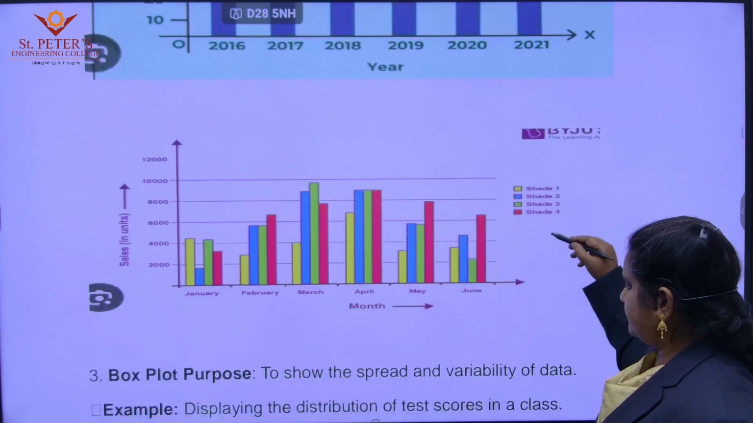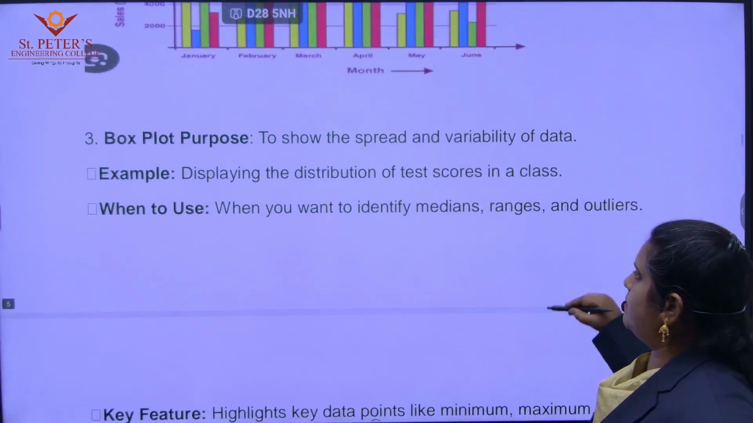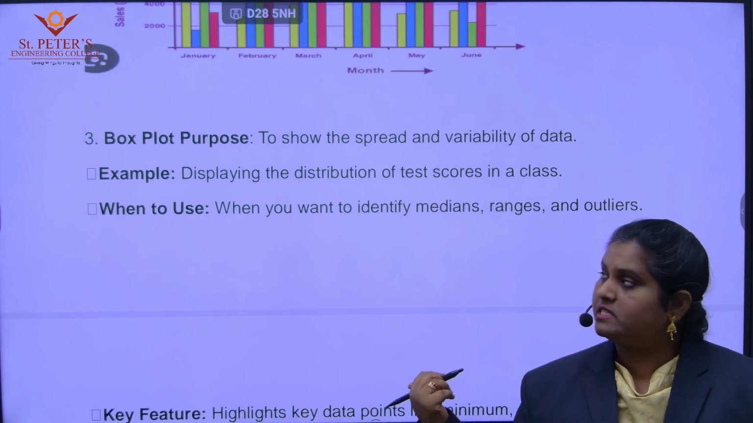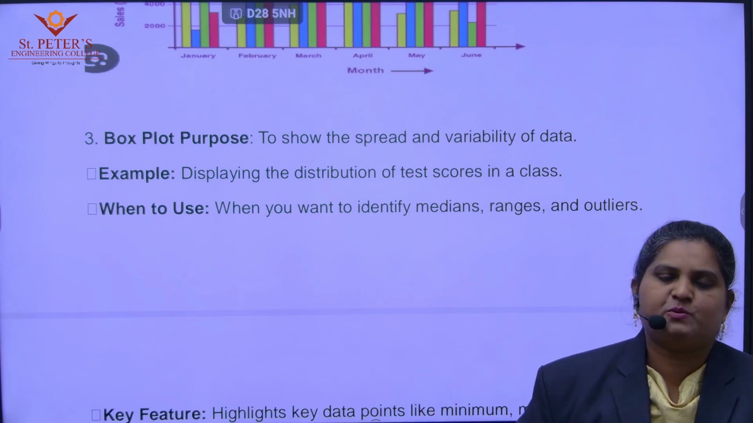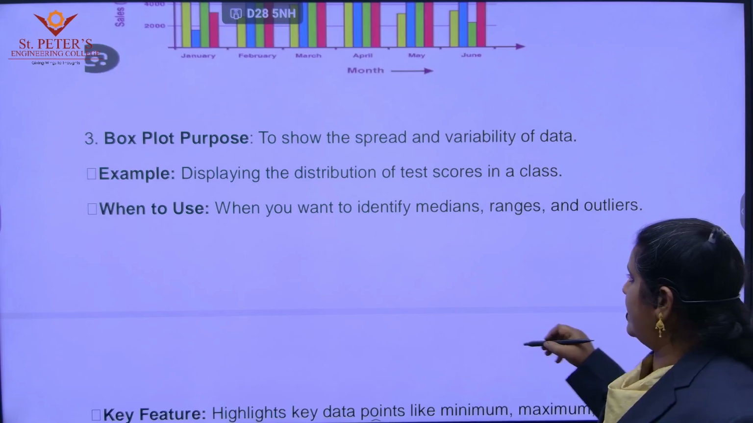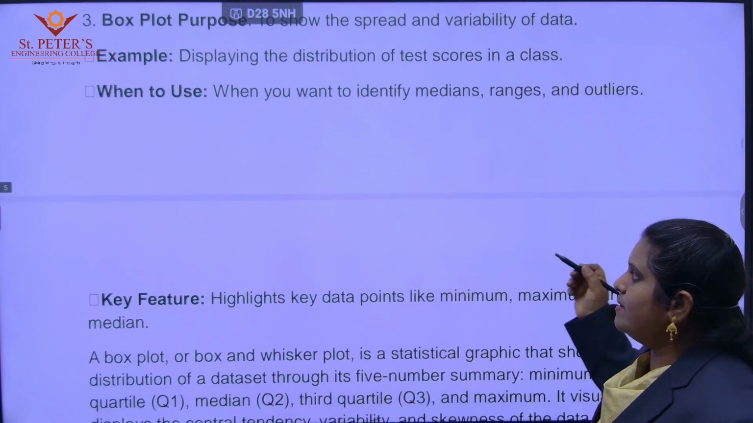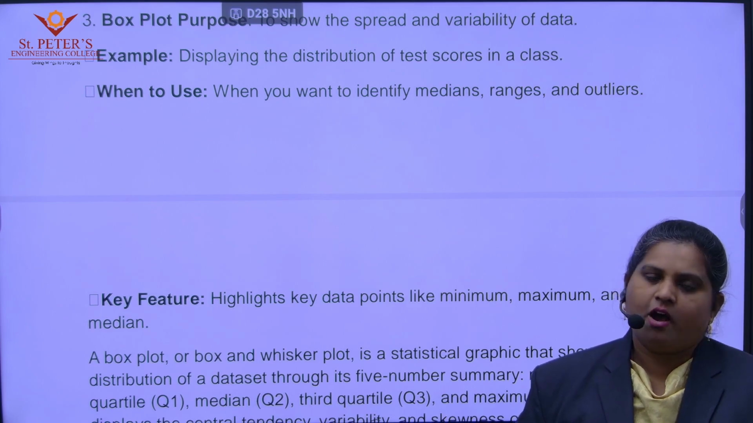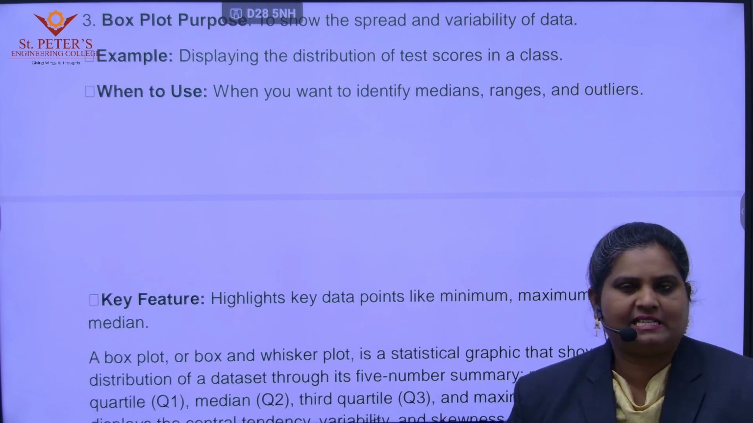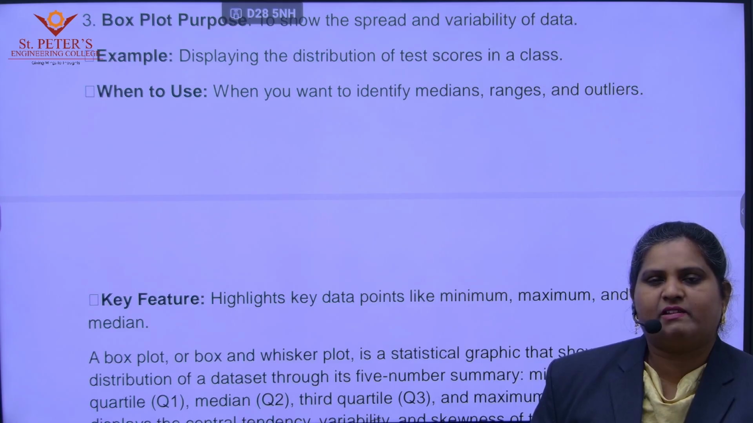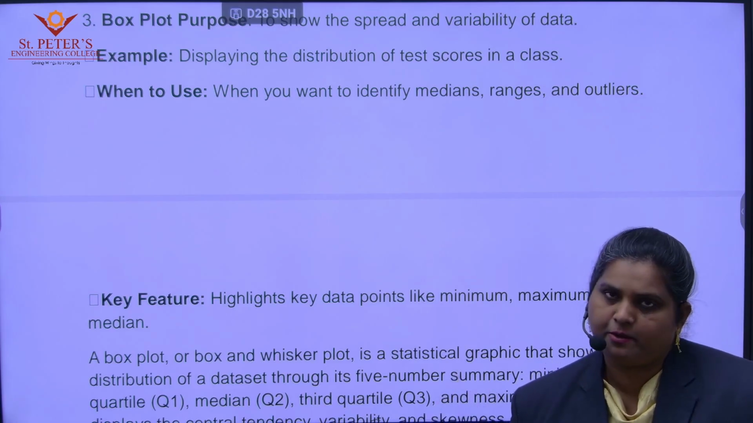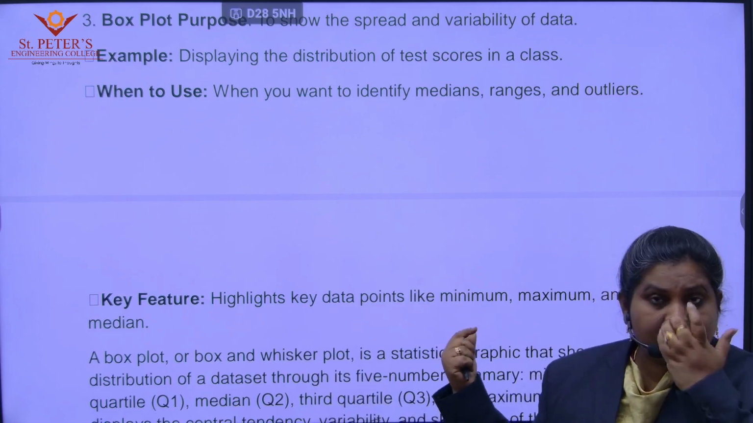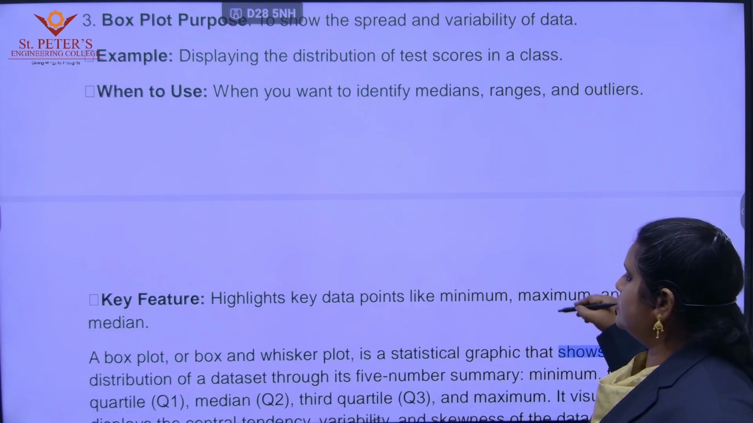Next is a box plot. It shows the spread and variability of data. An example for this is the test scores of students. All the students won't get the same mark; the students' marks will be different. That is the reason this chart, the box plot, is used for the variability of the data.